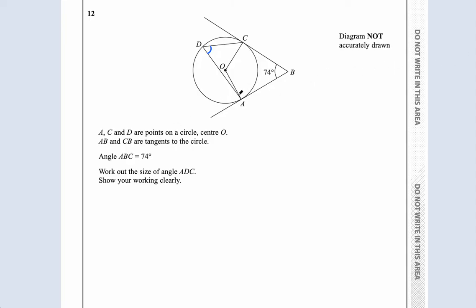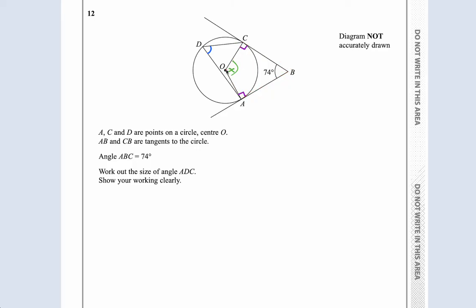If they're tangent, that means the tangent and the radius, which is this line, and same over here, meet at right angles. So that's a right angle and that's a right angle. Now, interestingly enough, let's call this angle X. This angle plus this angle plus this angle plus this angle have to equal 360, because this is a quadrilateral. Look, 1, 2, 3, 4.